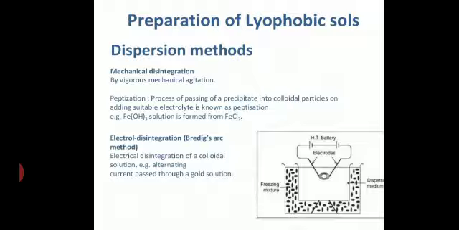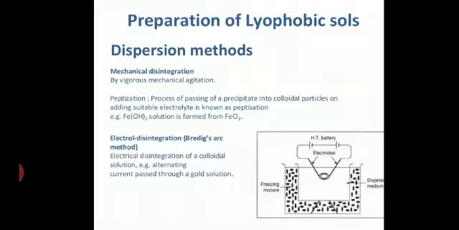Now next is the peptidization method. What is peptidization? The process of passing a precipitate into colloidal particles on adding a suitable electrolyte is known as peptidization. Or you can say peptidization is a process of converting a freshly prepared precipitate into colloidal particles by shaking it with a dispersion medium in the presence of a small amount of suitable electrolyte.